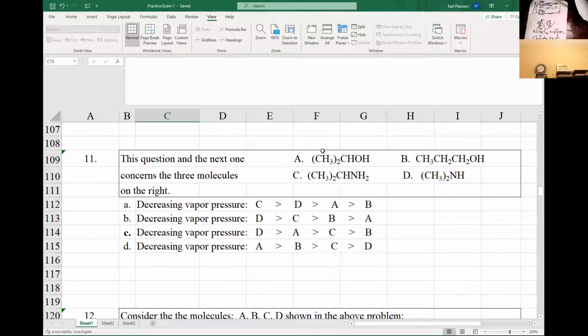And that one is going to be, this is CH3 for two places. That's a 15 and 15. So it's 15 plus 15 for the two CH3s, plus 14 for the nitrogen, plus 1 for the hydrogen. That one's 45.